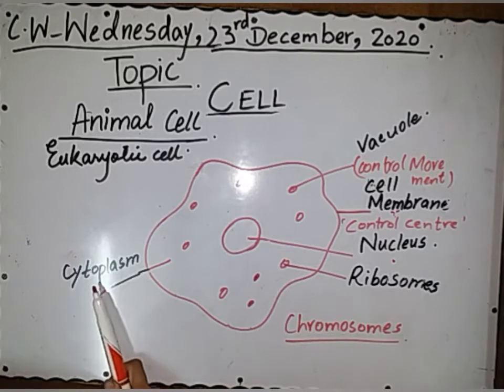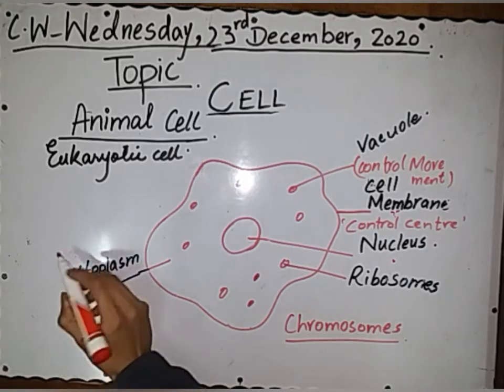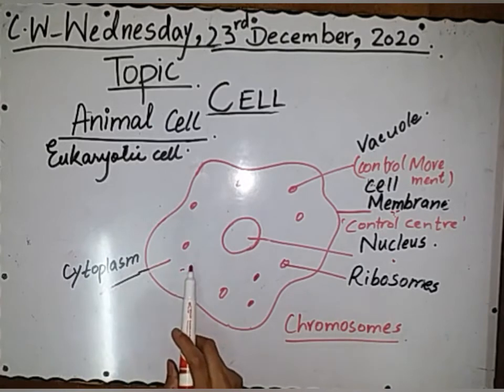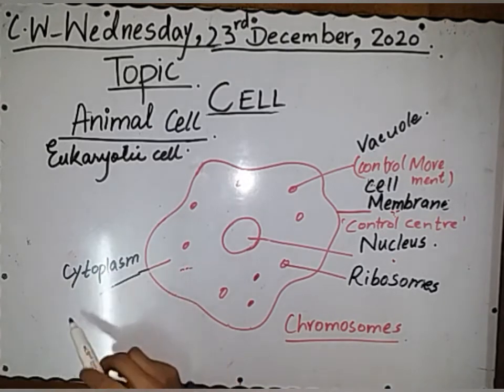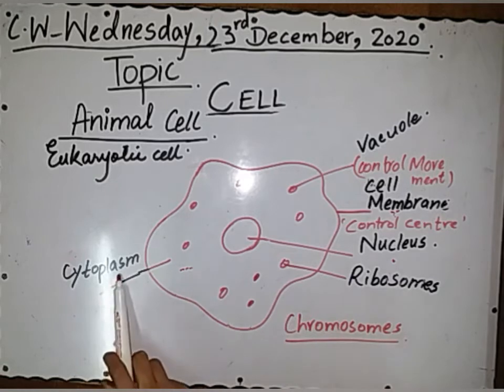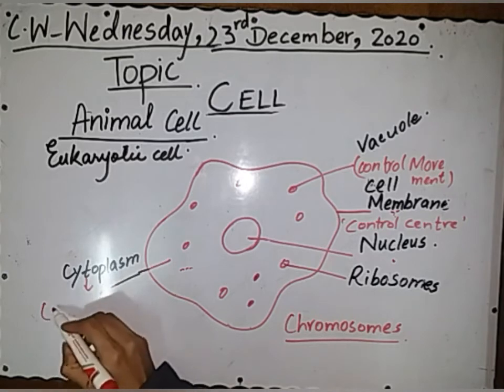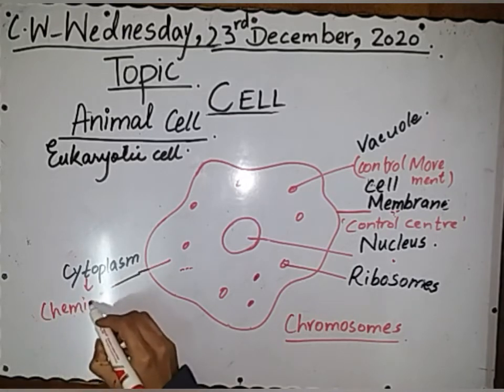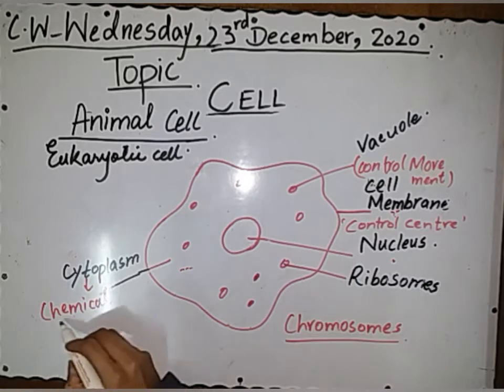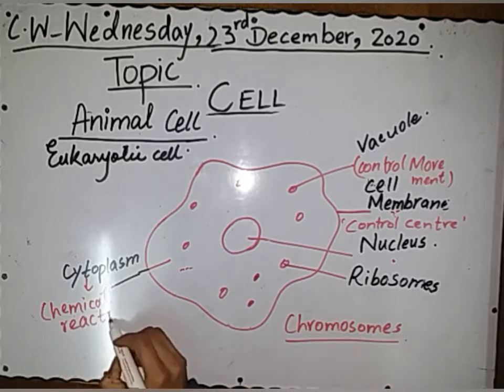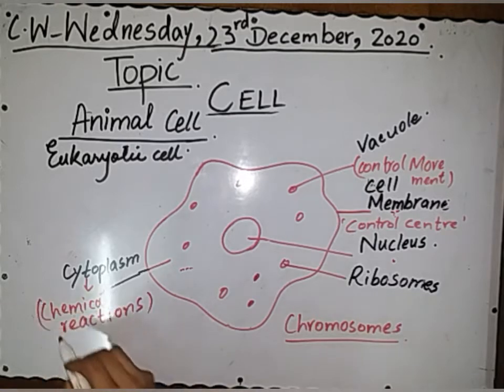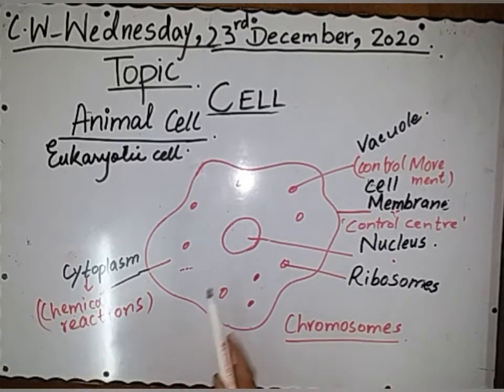Next structure is cytoplasm. Student, it is a jelly-like substance that is present inside the cell. It contains many tiny structures. All these structures are present in the cytoplasm of animal cell. Chemical reactions take place in the cytoplasm. The function of cytoplasm is that it carries out chemical reactions which take place inside the cell. Here, new substances are made with energy being released or stored. The cytoplasm almost fills the cell.